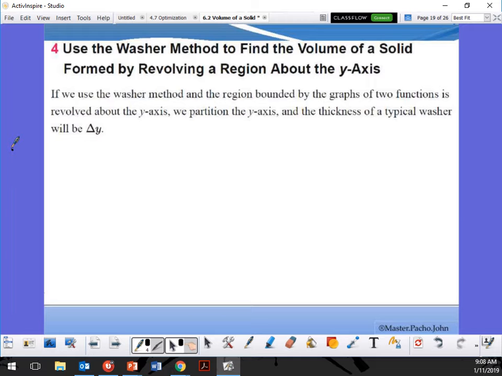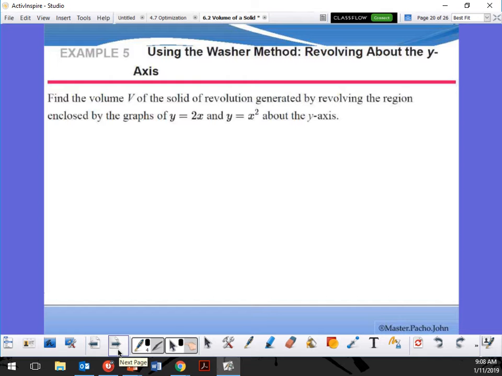Guten Tag. Anyway, alright. Use the washer method to find the volume of a solid formed by revolving a region around the y-axis. Around the y-axis. So if it's going to be the y-axis, I have to have my terms in what? Terms of what? Very good. I have to have terms of x, right? X in terms of y. All right.